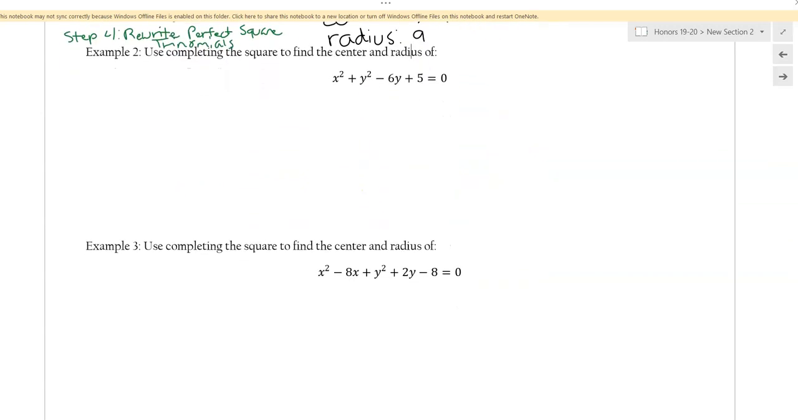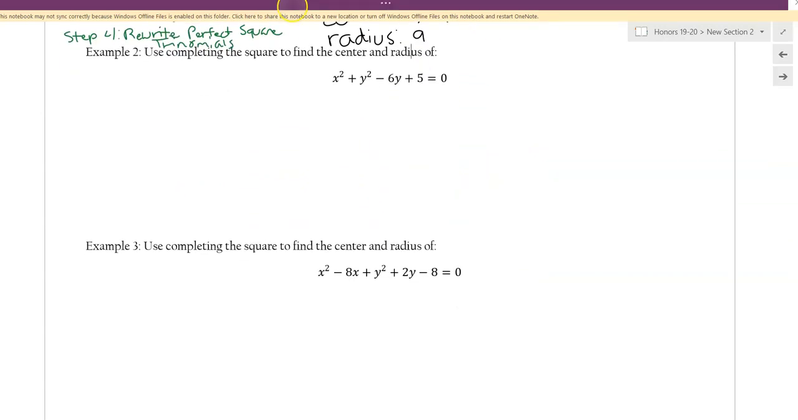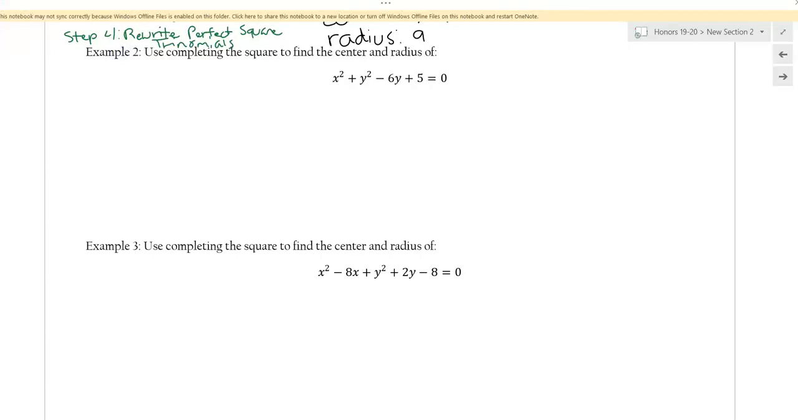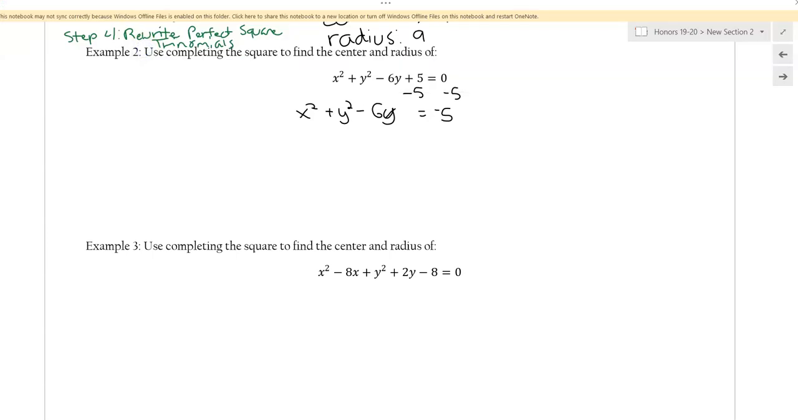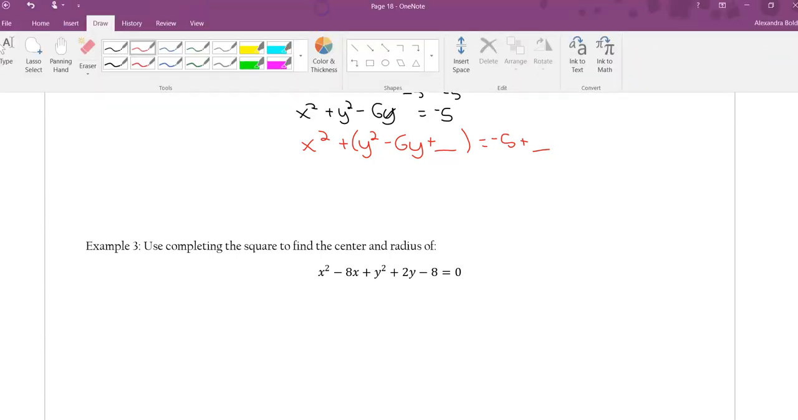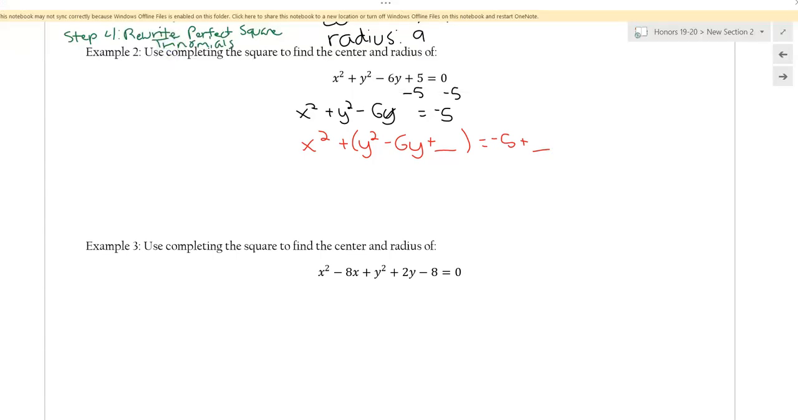Example 2. Same thing, I'm going to start by moving my 5 over. So I'm going to subtract 5. So I have x squared plus y squared minus 6y equals negative 5. Now if you look, x squared is just by itself. But I do want to group up my y's. So now I'm completing this square. x squared doesn't have to be completed.